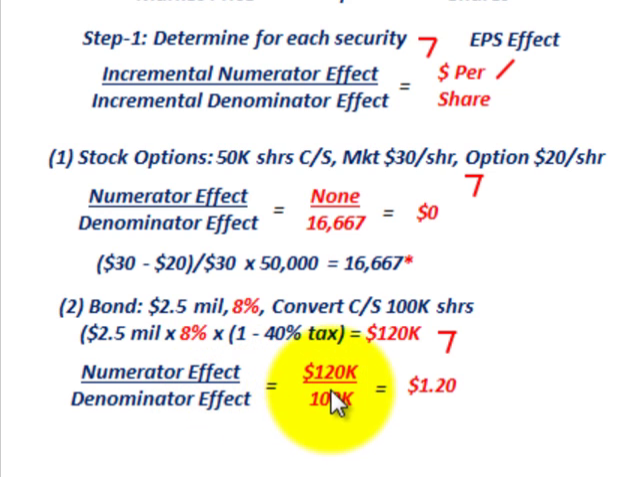And then the denominator effect, let's just say that the bonds were converted into 100,000 shares of common stock. So numerator divided by denominator effect, we're going to get $1.20 per share based on that earnings per share effect.